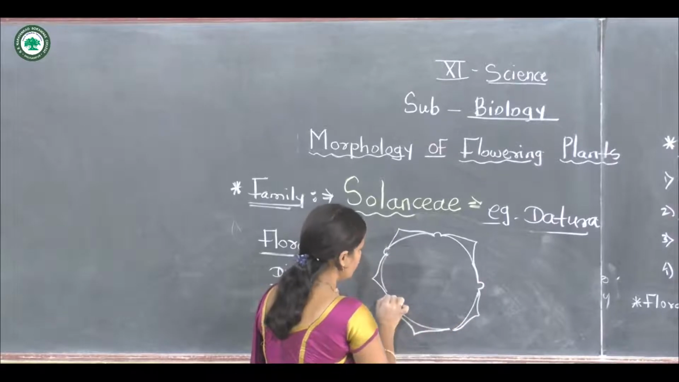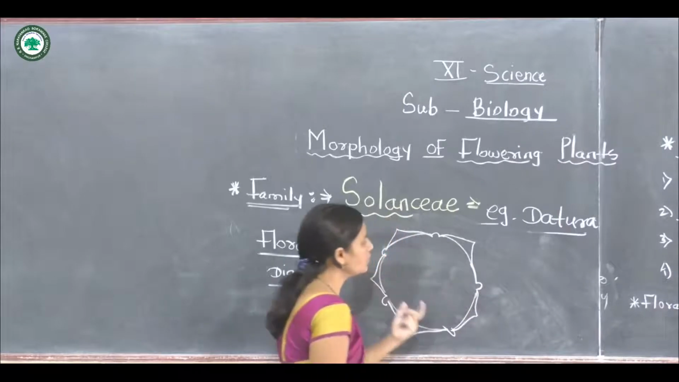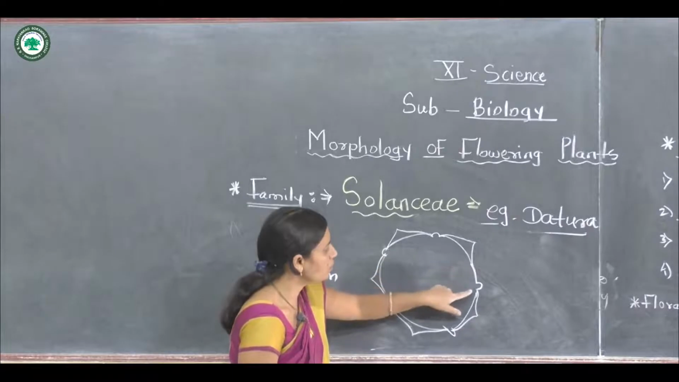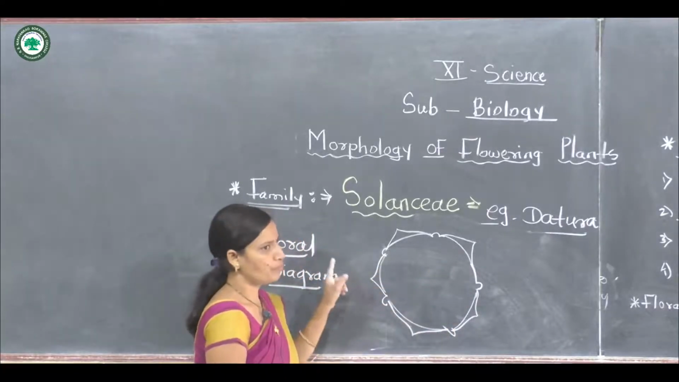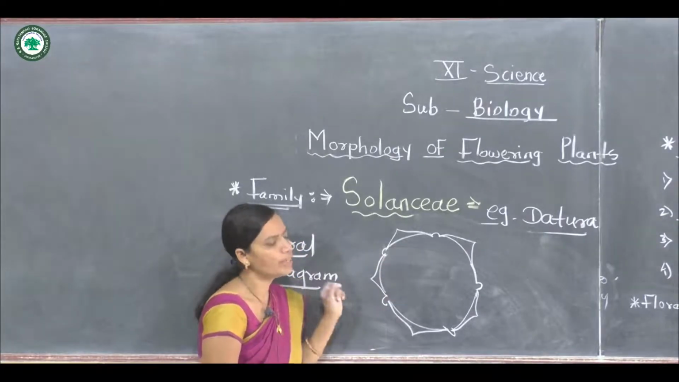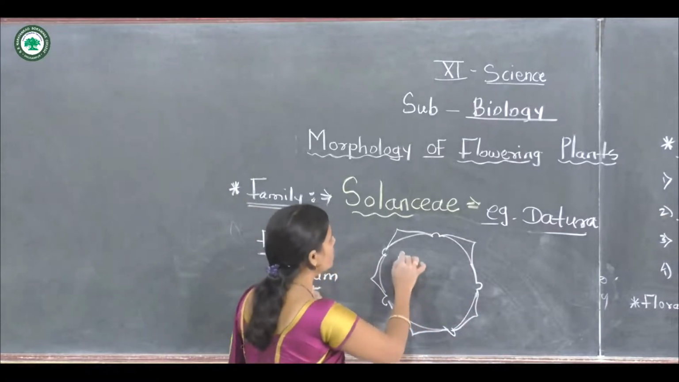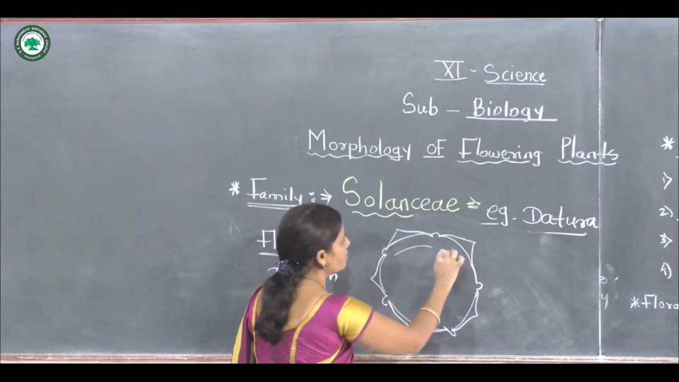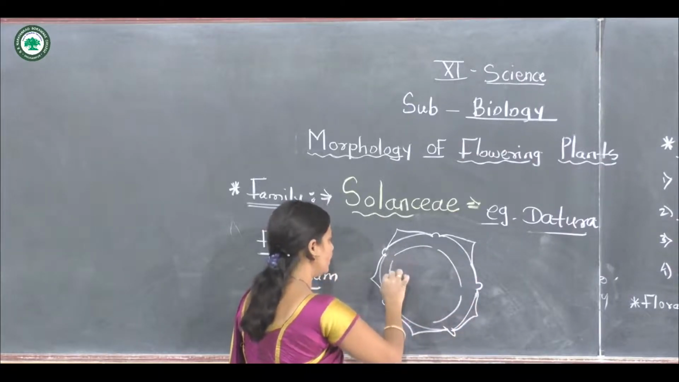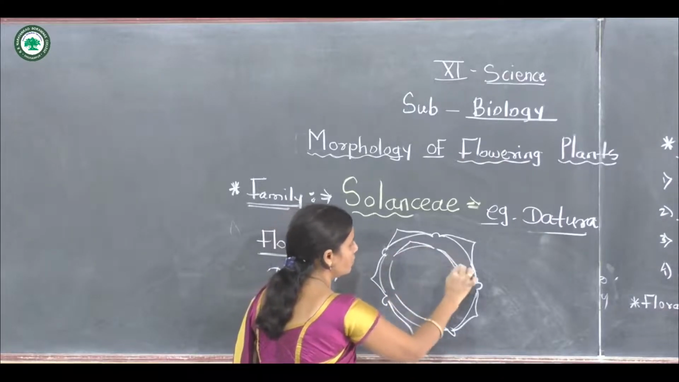The calyx is 5, and the sepals are fused with each other. It is 5 in number, and valvate aestivation means the margin of one sepal only touches the margin of the other. This is the valvate type of aestivation. Now the next floral part is the corolla. The corolla is 5 in number, the petals are also 5, and these petals are united, joined to each other.